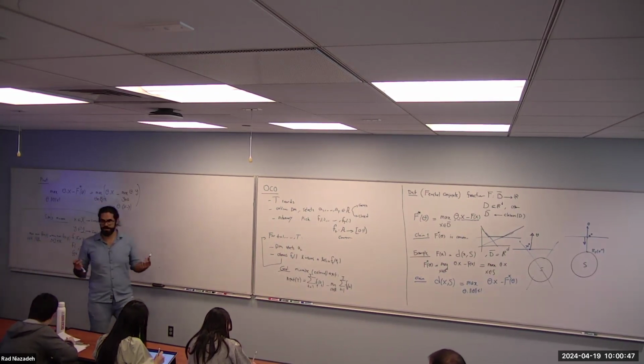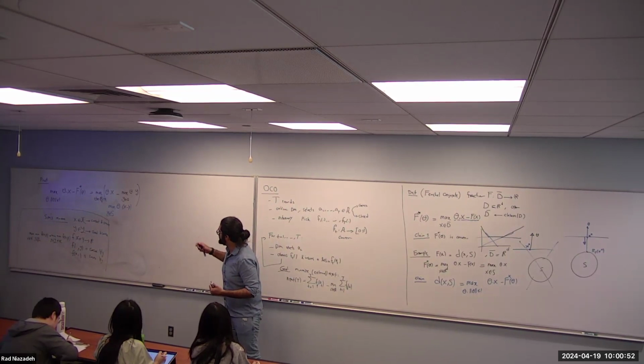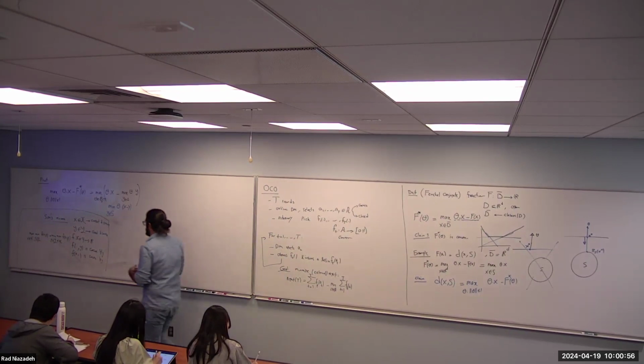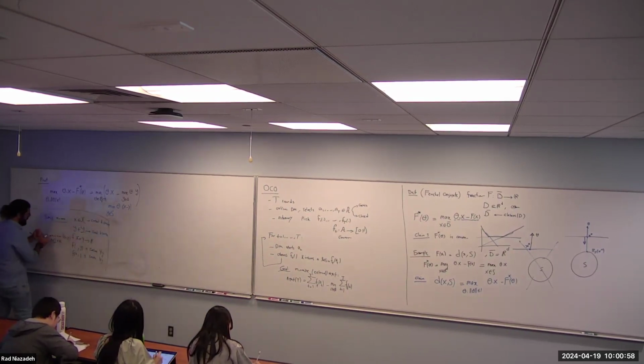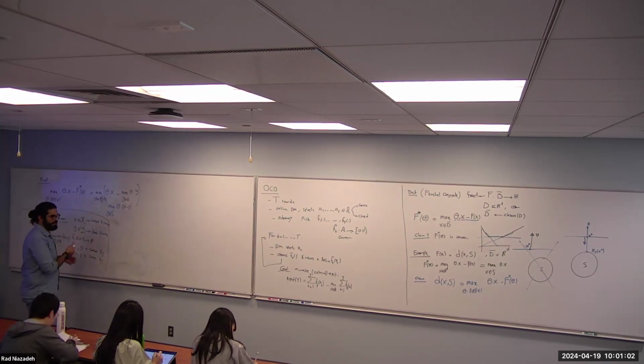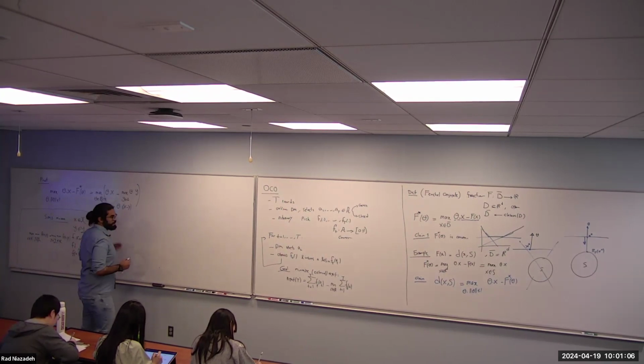So you cannot always swap min and max. One direction, which is max min is less than or equal to min max, is always true. That's weak duality. But in order to have the other direction, you need some sort of minimax argument to be true, some fixed point argument. And in this case, it is actually true.